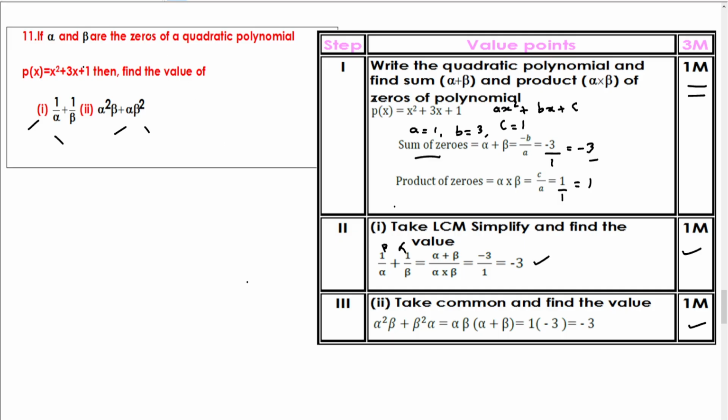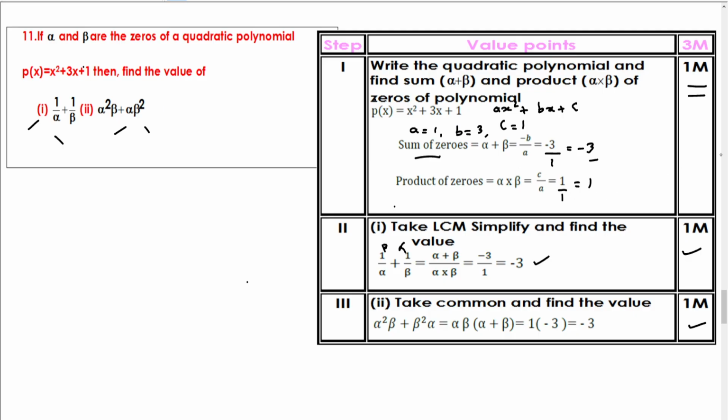Next, a very important type of problem. Many students feel it is difficult. If alpha and beta are the zeros of a quadratic polynomial p of x is equal to x square plus 3x plus 1, then find the value of 1 upon alpha plus 1 upon beta, alpha square beta plus alpha beta square.